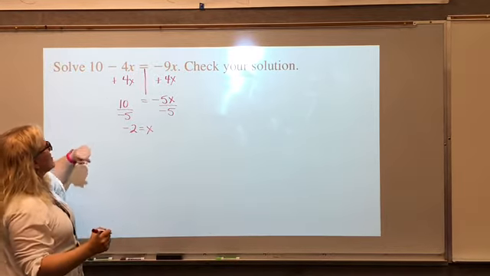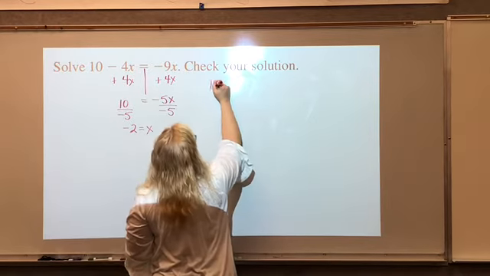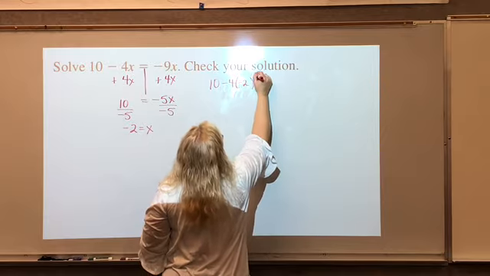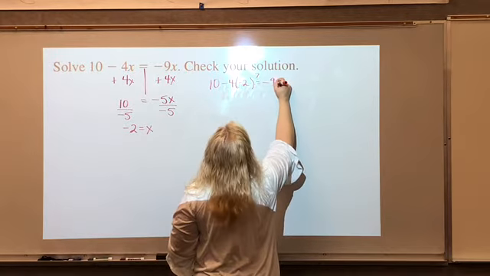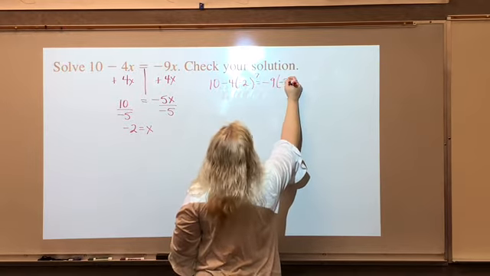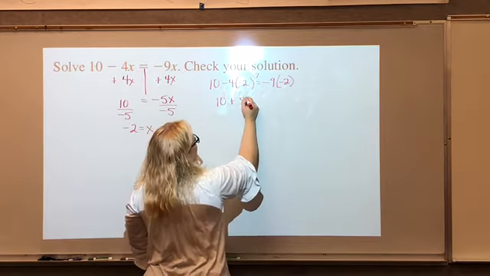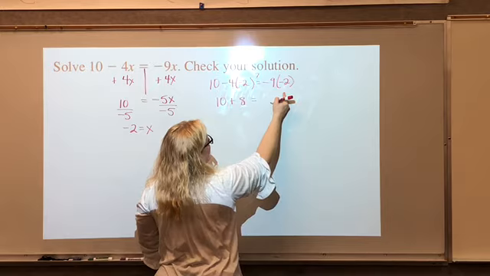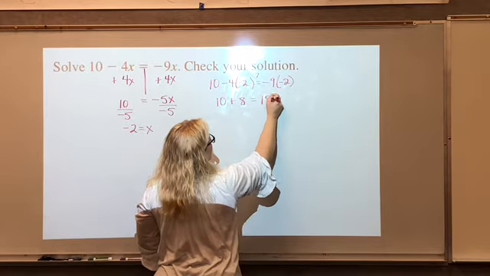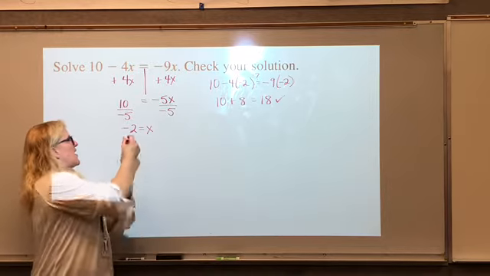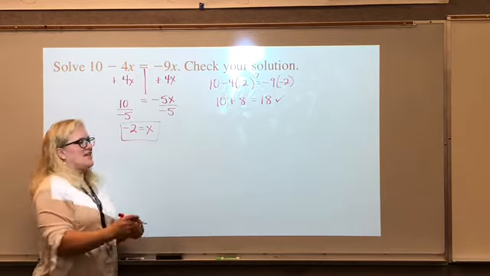And it says to check my solution. So if I plug negative 2 back into this equation, I'm checking to see if this equation is true, if these two sides equal each other. Well, on this side I have 10 plus 8, and on this side, negative 9 times negative 2 is a positive 18, and 10 plus 8 does equal 18. So my answer is negative 2.